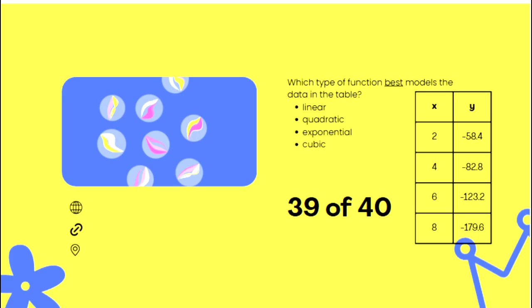39, which type of function best models the data in the table? So there's a couple of ways you can solve this. You can look at it and see if you can determine it, or you can go and graph it on GeoGebra. And I've already had one problem where I had no clue. I don't know where this problem came from. So let's go to GeoGebra and graph this.